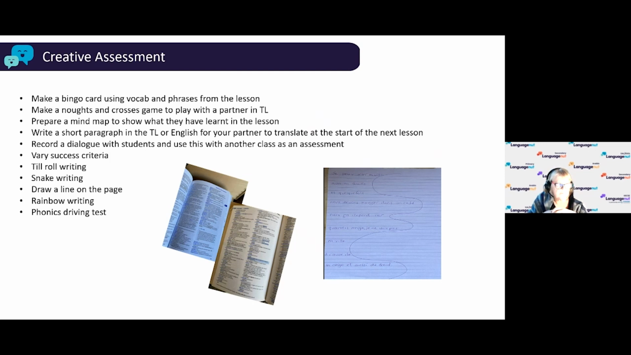A bit more traditional is where they write a short paragraph in the target language or in English for your partner to translate at the start of the next lesson. Again, that could be something that you could take in. If it's in the target language, you could look at it and see how they've done in terms of their retention from the lesson.